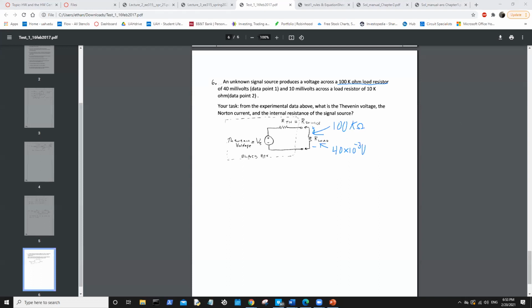You're going to have two different loads you're going to plug into it. It's going to turn into a system of equations. Yeah, I see it. So this is correct for case 1, data point 1. Data point 2 gives us a 10K resistor for the load and 10 millivolts across it. Your task, from the experimental data above: what is the Thevenin voltage, the Norton current, and the internal resistance of the signal source? Basically, all we're doing now is assuming that whatever's in the black box is a Thevenin equivalent, and then doing our analysis based on one or both of the data points we're given.